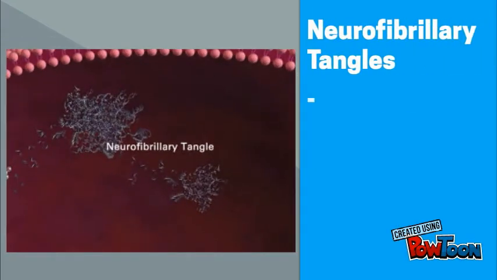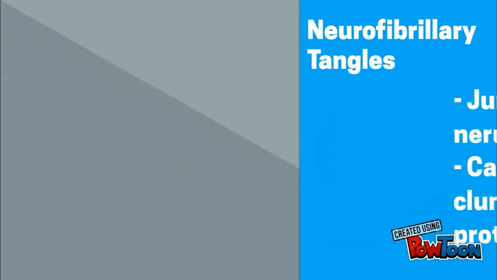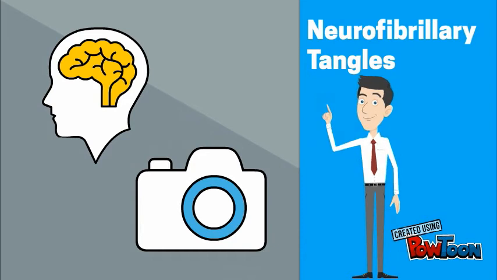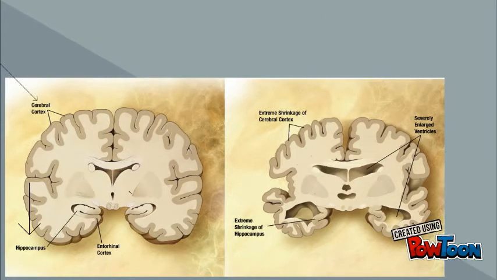Neurofibrillary tangles are jumbled neurons caused by clumps of proteins in between the neurons. Scientists can predict where they develop, first in areas important for memory, then to other regions. Areas of the brain that are affected are the cerebral cortex, hippocampus, and ventricles.